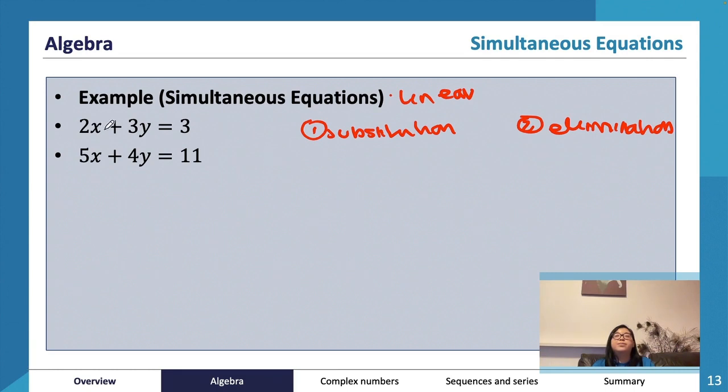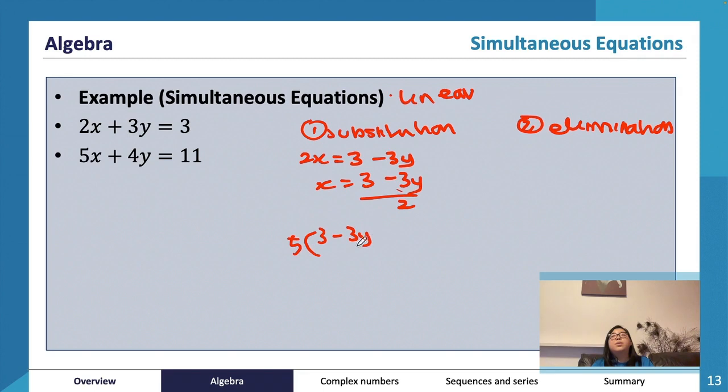So let's rearrange this so x is the subject. We'll get that 2x will equal 3 minus 3y. Therefore x will equal (3 minus 3y) over 2. Okay, and then we substitute, like the name suggests, into the next equation. So we'll get 5 times (3 minus 3y) over 2, plus 4y, will equal 11, right?